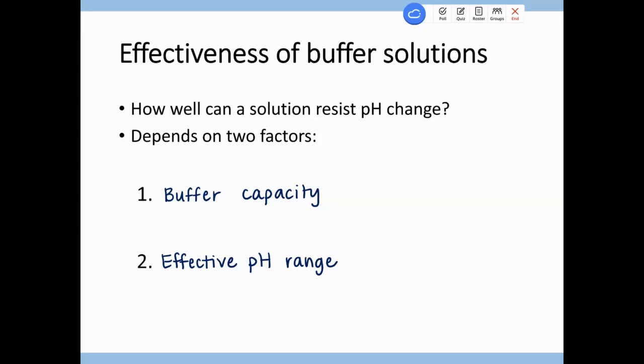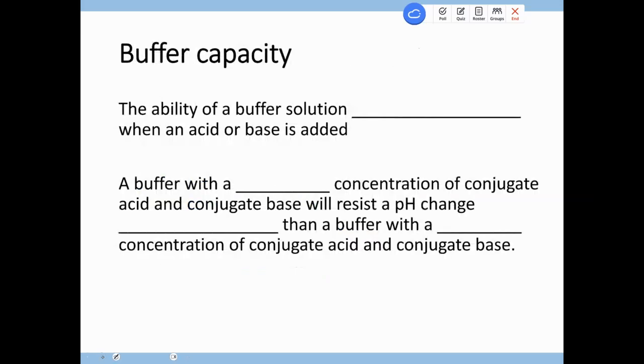Buffer capacity is essentially the capacity of a buffer solution to do what it should do, which is resist a pH change. When we're talking about resisting a pH change, we're saying we have a buffered solution. You could add some acid to that solution and the pH will stay consistent within a certain range. So buffer capacity is the ability of a buffer solution to resist change in pH when an acid or base is added.